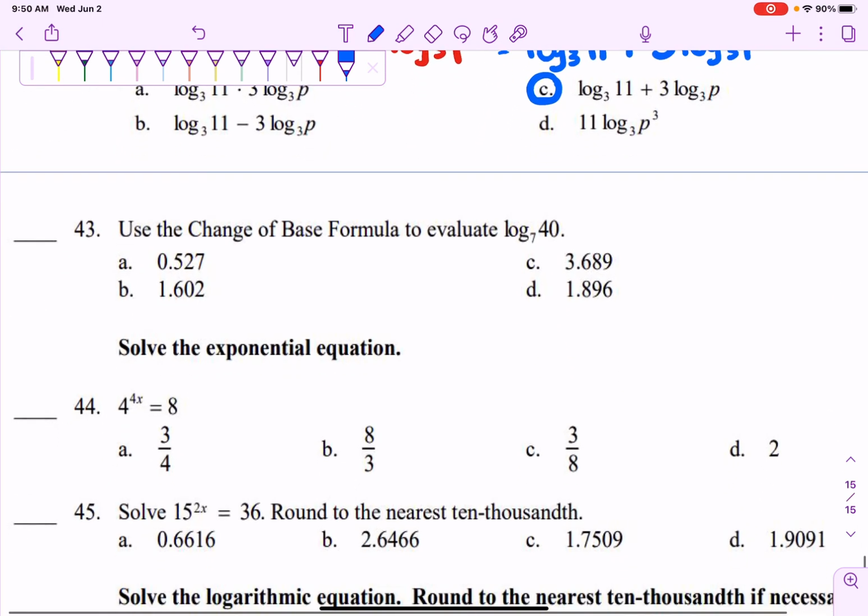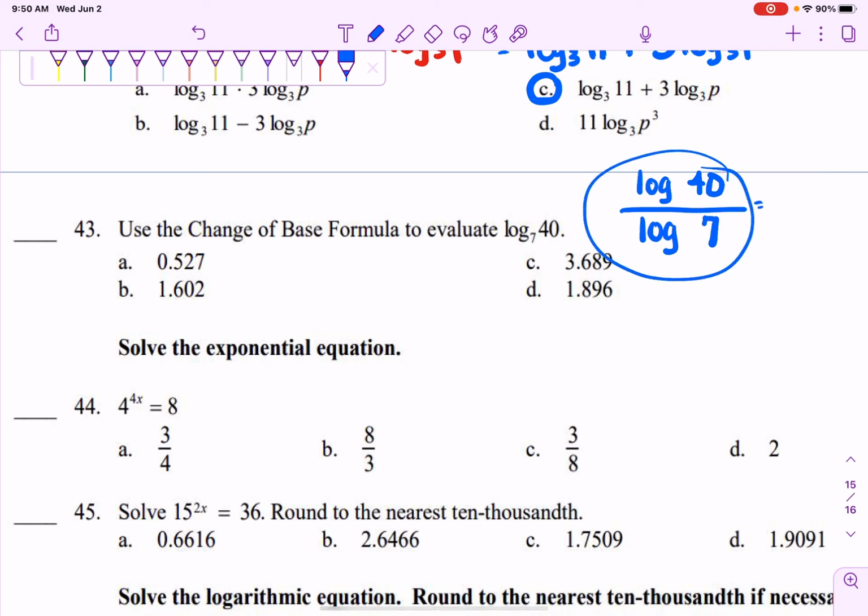Okay, 43. Use the change of base formula to evaluate log base 7 of 40. So if you want to do the change of base, you do the 40 on the top, take the base off. So now it becomes a base of 10. And you're going to take it and do log over whatever the base is, which on this one would be 7. Now, I would take this whole part right here, and at that point then, I would put it into Desmos.